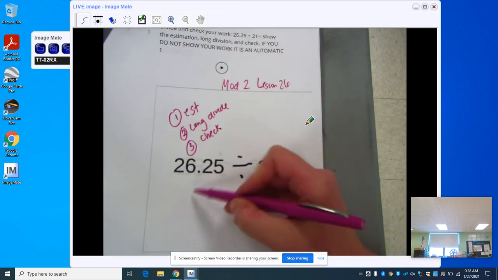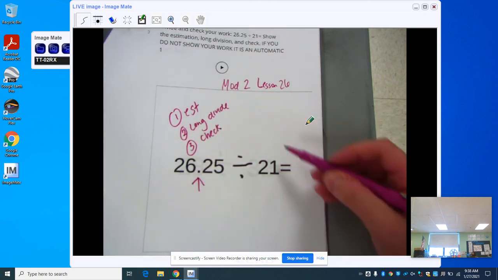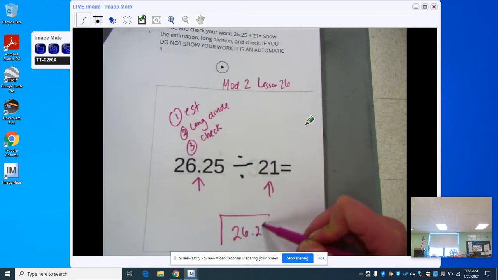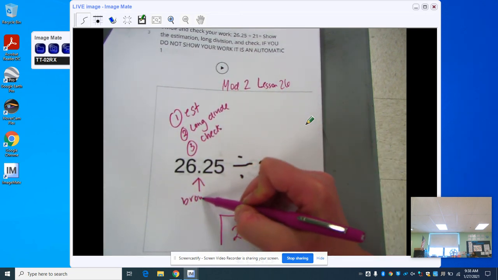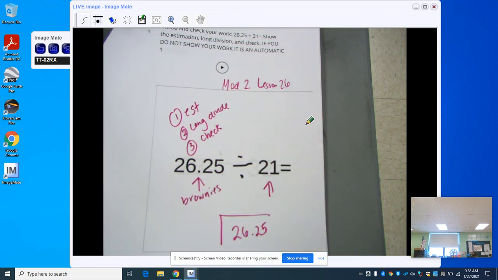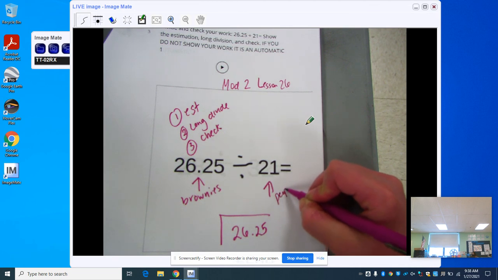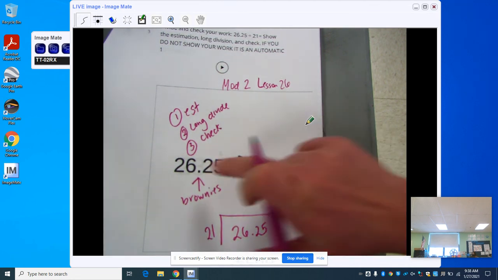Remember, 26 goes inside the house, 21 goes outside the house. You have 26.25 or 26 and 25 hundredths is your brownies, 21 is your people. Divisor, dividend.